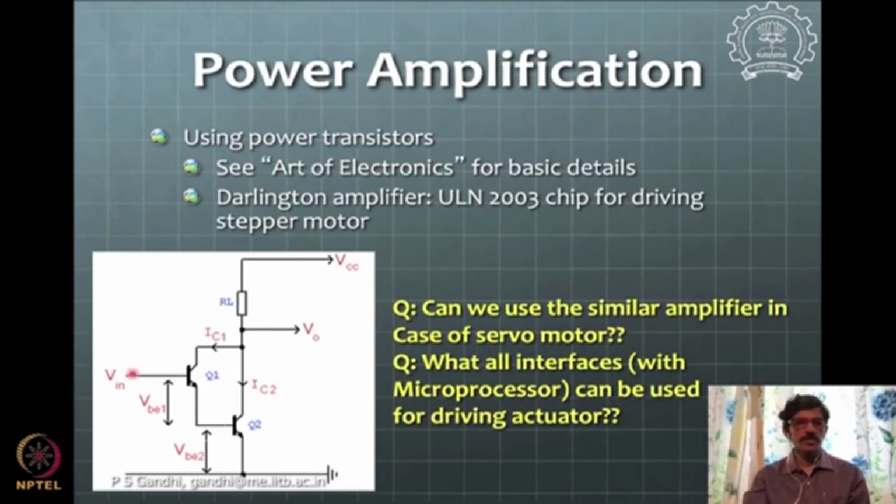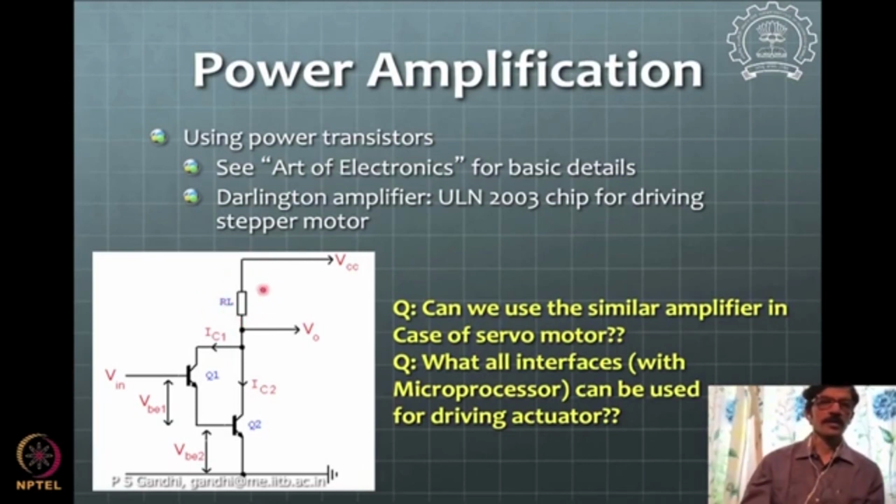So when we have to drive a permanent magnet DC motor with this kind of circuitry, we give the voltage from our digital to analog conversion here. That voltage will be amplified, and you get some kind of current to flow through this load. So what is the problem with this kind of interface?